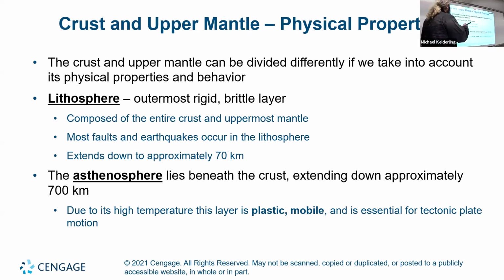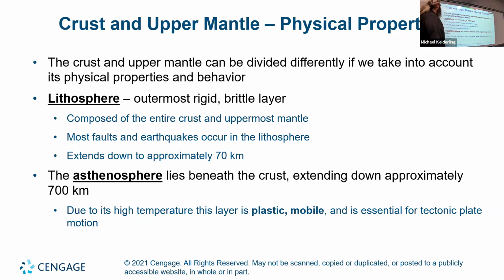So the crust and upper mantle can be divided differently if we take into account its physical properties and its behavior. The outermost layer of the crust and mantle together, so it's the entire crust and the uppermost layer of the mantle, is what's known as the lithosphere. The lithosphere is what forms the tectonic plates that move around on the softer asthenosphere beneath it. So it's solid, it's rigid. Most faults and earthquakes occur in the lithosphere, and it extends down around 70 kilometers. So this is what these tectonic plates that are moving around are made of.